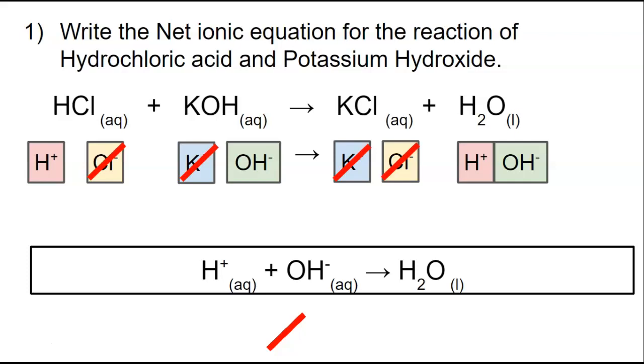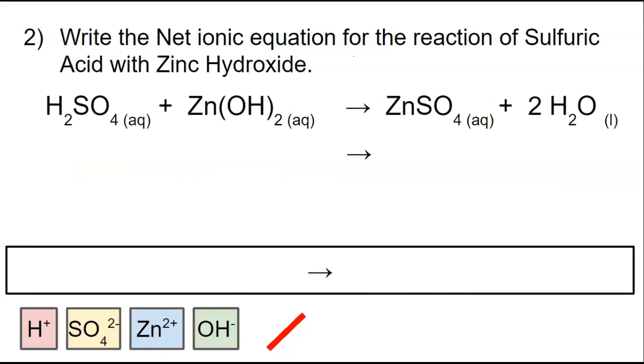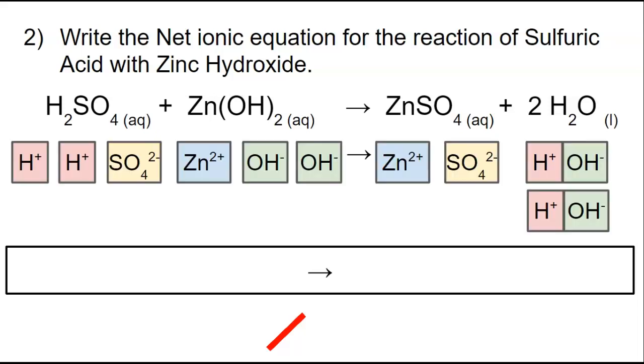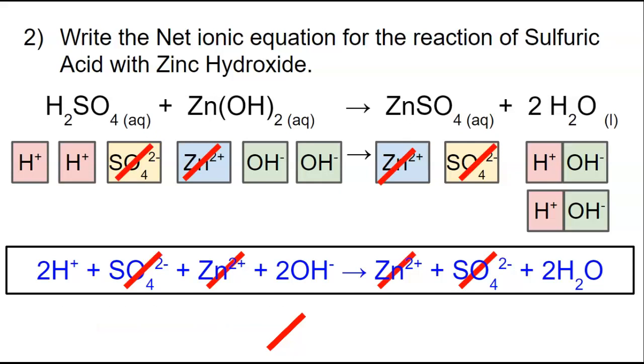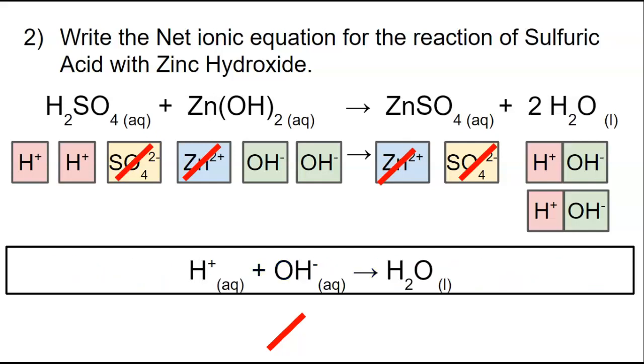Let's look at a couple more examples. Once again, you're going to pause the video when you need to, and I will reveal what the work looks like. Here's example 2. This is what it looks like when they are split into ions. And this is the complete ionic equation for that. This is what it looks like when the things that can cancel out are canceled out. And here's our net ionic equation.